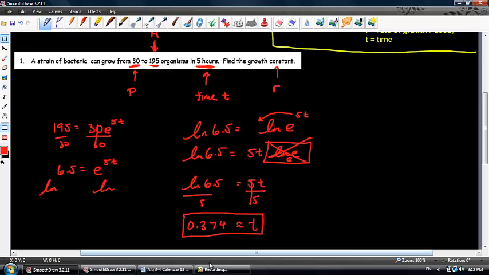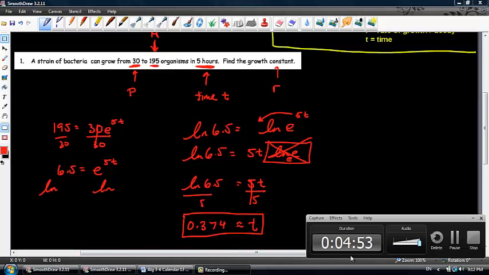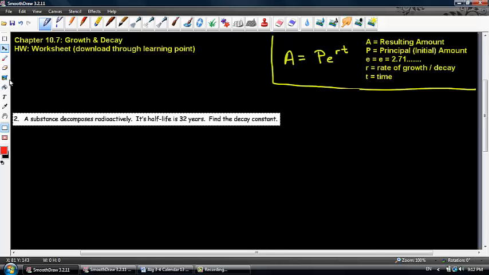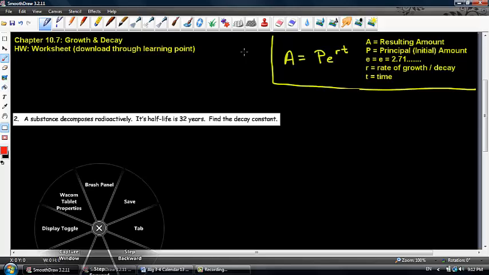All right, so I'm going to pause and upload the next problem. Hold on. Problem 2 says a substance decays or decomposes radioactively. Its half-life is 32 years. Find the decay constant. Okay, we are trying to find the decay constant this time.